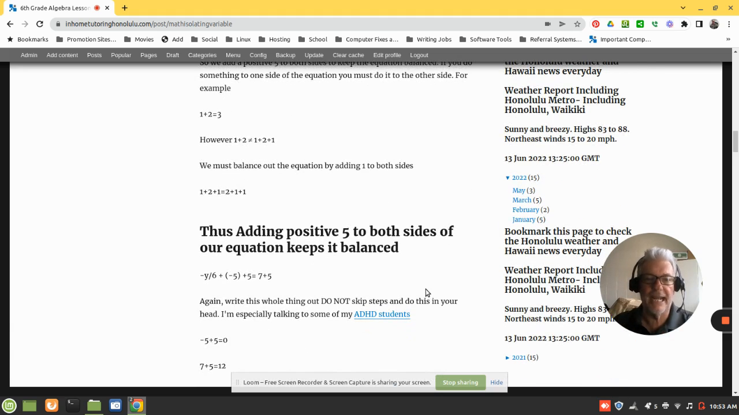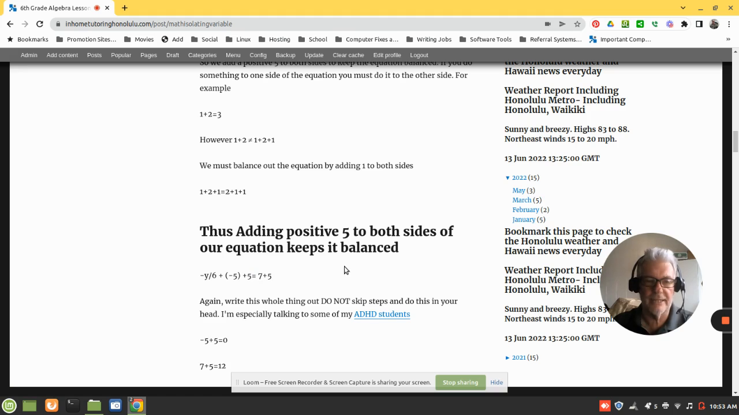Okay, so we have to get rid of this negative. If we're going to add negative 5 here, we've got to get rid of this plus negative 5, right? So to get rid of this, once again, SAD MAP. That's negative 5, so we're going to add positive 5. And we've got to do that over here on this side as well.